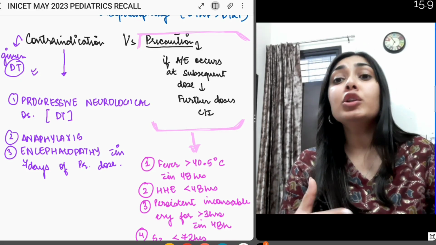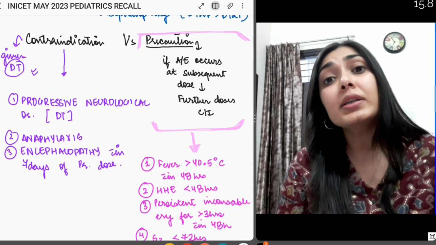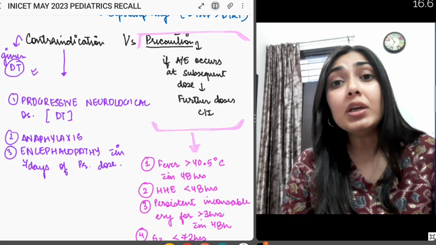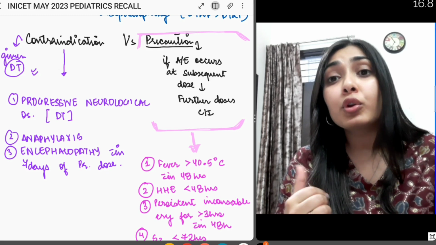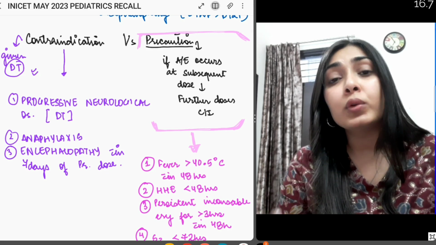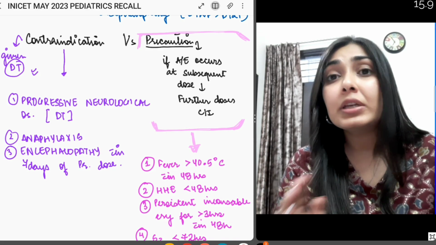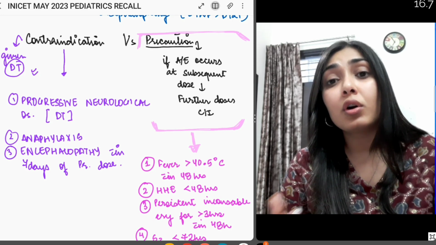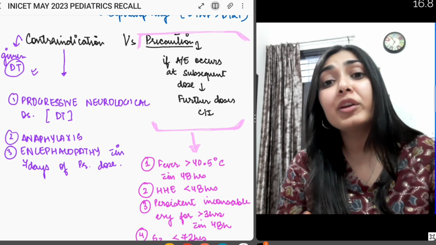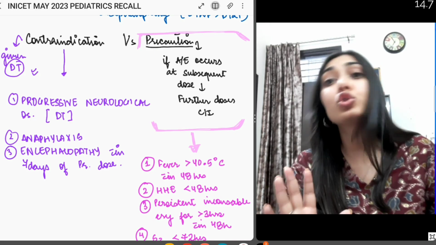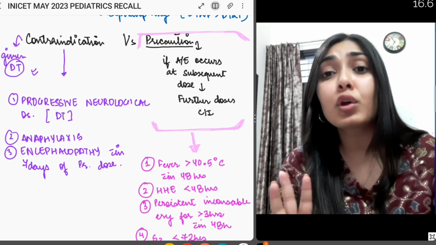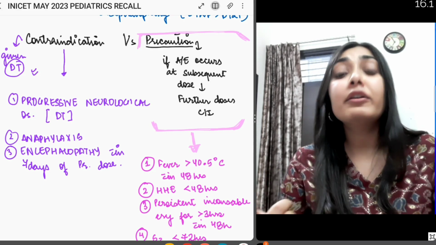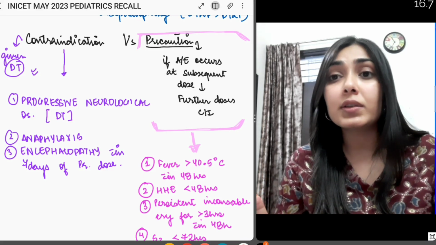Precaution means if any of these adverse effects happen at subsequent doses, then further contraindication is there. So the contraindications are if there is any progressive neurological disease. Remember that those with non-progressive neurological diseases, like children with CP, are not included in this. Only progressive neurological diseases are contraindicated. Children with CP can receive the DPT vaccine. Anaphylaxis after the first dose is also a contraindication, and encephalopathy within 7 days of the previous dose is also a contraindication. So the absolute contraindications are only 3: progressive neurological disease, then you give DT, don't give DPT; anaphylaxis; and encephalopathy in the previous 7 days, right?